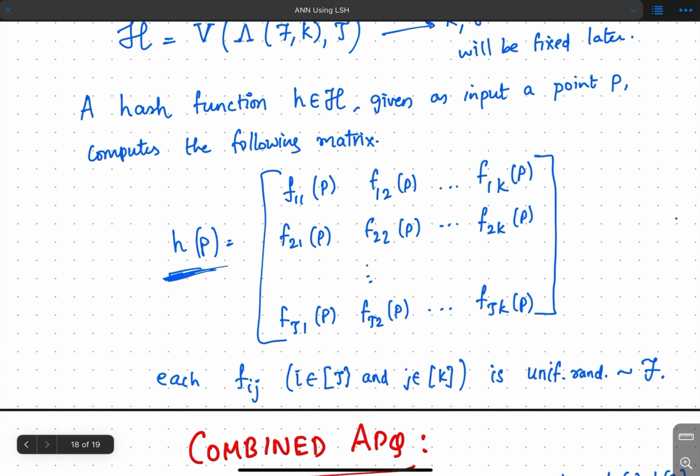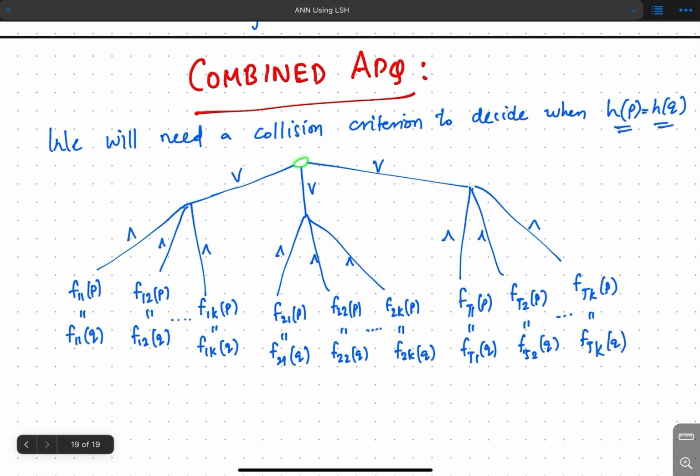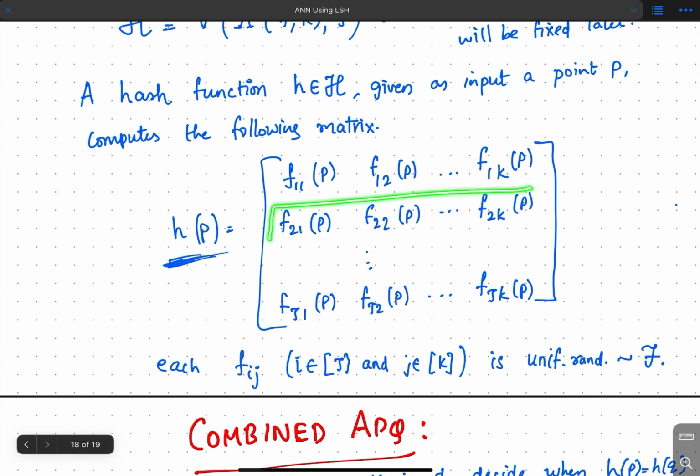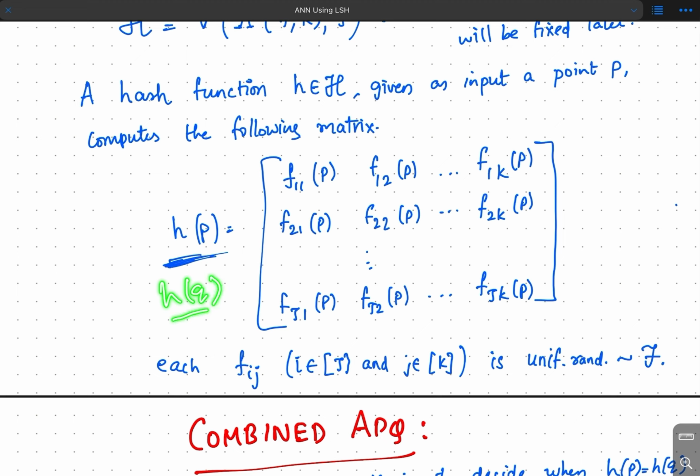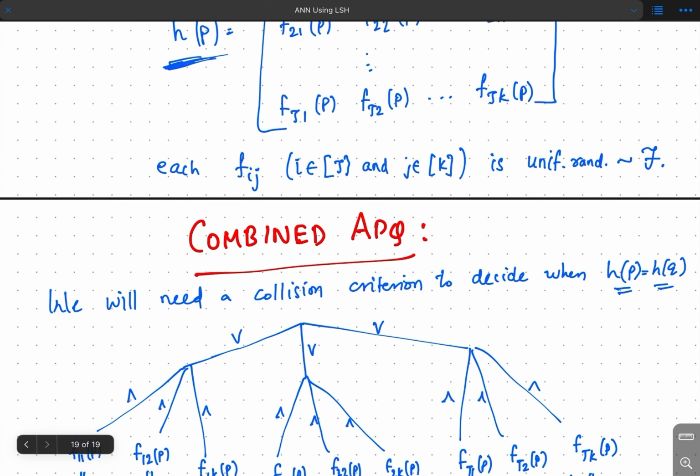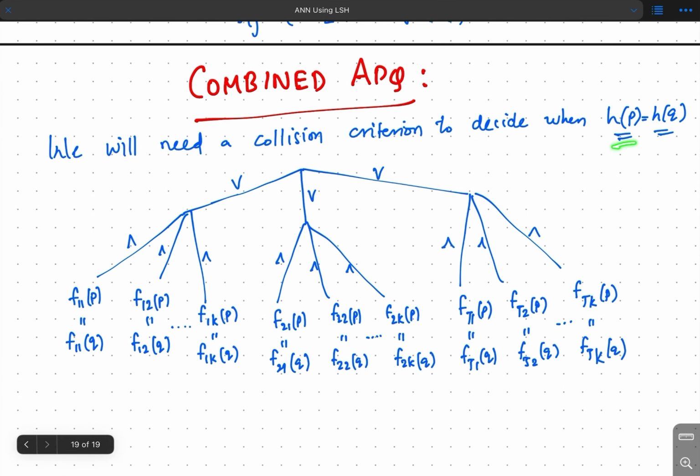In other words, here you have ORs. So this will evaluate to 1 if at least one of these nodes evaluates to 1. So there should be one row where, if you take the matrix of h of p and the matrix of h of q, for these two matrices there is one row at which all the values coincide. Okay, so that's when we deem p and q to collide with respect to the hash function h.